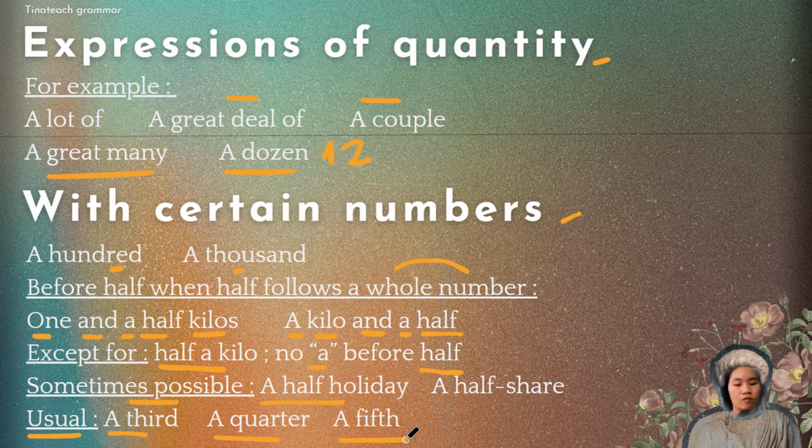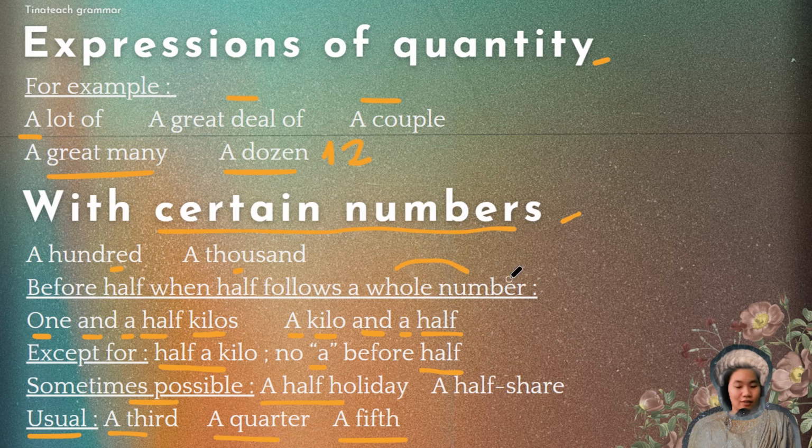If there are expressions of quantity, you put a in front. A lot of, a few, a great, a plenty, a couple, a dozen. These are not numbers, okay? They are just expressions of a general quantity. But when it comes to certain numbers, 100, 1,000, you also put it in front, okay? You also put a in front of 100, 1,000, the same as with expressions of quantity.